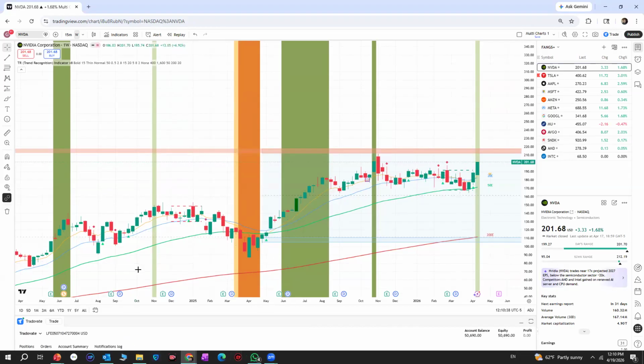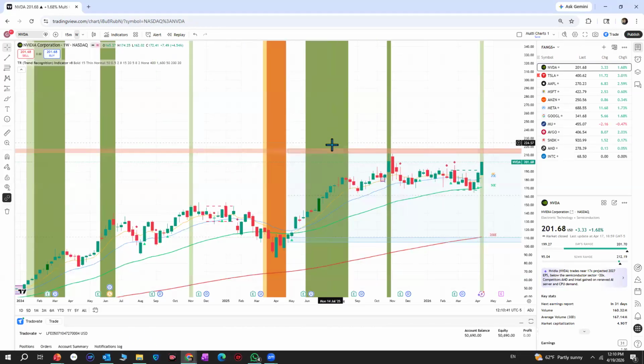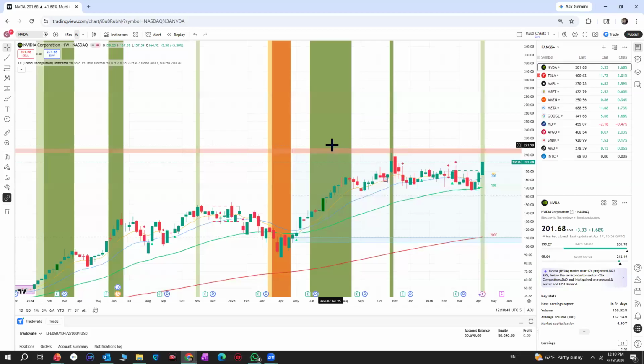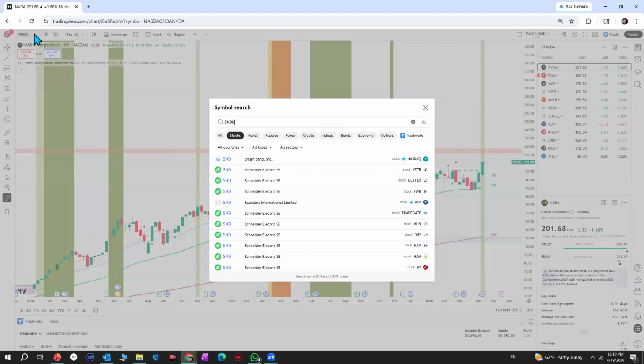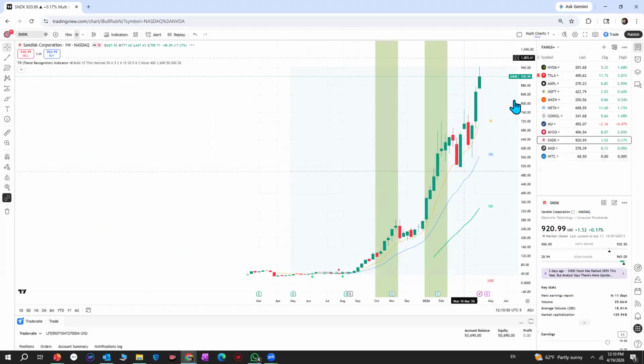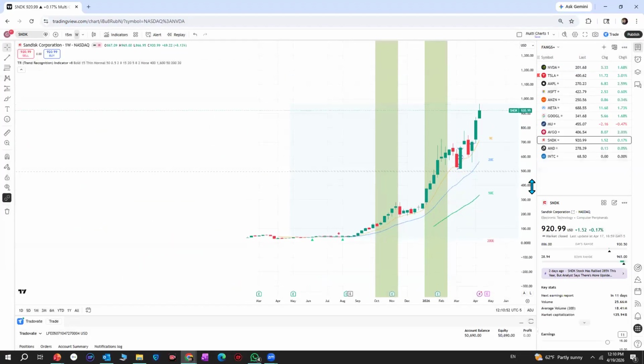Okay, if not anything else, any other stock you'd like to see? I showed you Intel, I showed you others. Let's take a look at this strong stock, SNDK, on this TradingView indicator. This is how it looks.